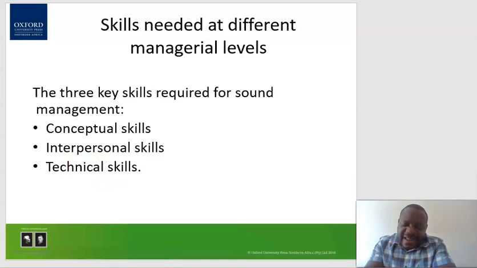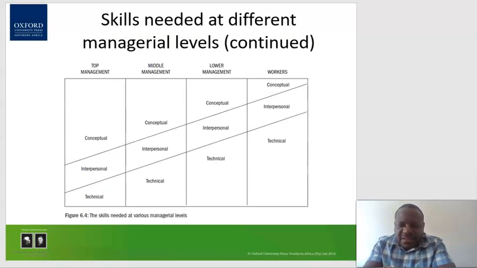The next slide, I think, shows which skills are important for which level of management. So you would see that top-level managers don't need much of technical skills, but they need more of conceptual skills. Interpersonal skills, you would see that they are important for every level of management. The reason being, every level of management interacts with people.